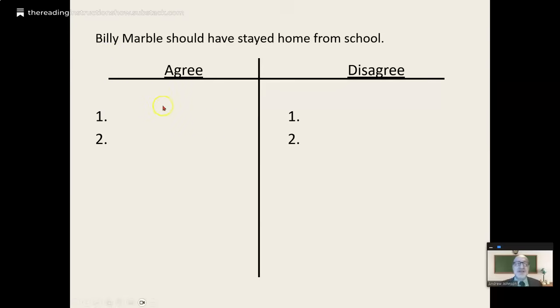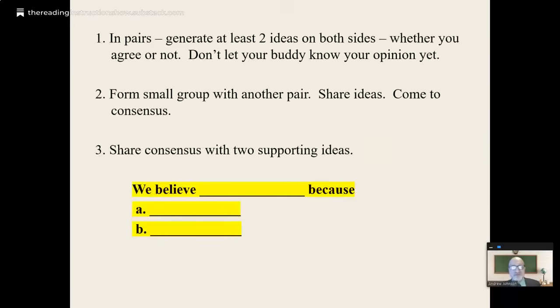In this context, it's a dualistic statement related to what was in the book. Billy Marble should have stayed home from school. Agree or disagree. And a good dualistic statement will have students on both sides of this. In reading, I give students this statement up front, so they're reading with purposeful intent. Boys and girls, at the end of today, we are going to have to decide if you think that Billy Marble should have stayed home from school. So as you read, think about that. That's that dualistic statement, agree or disagree.